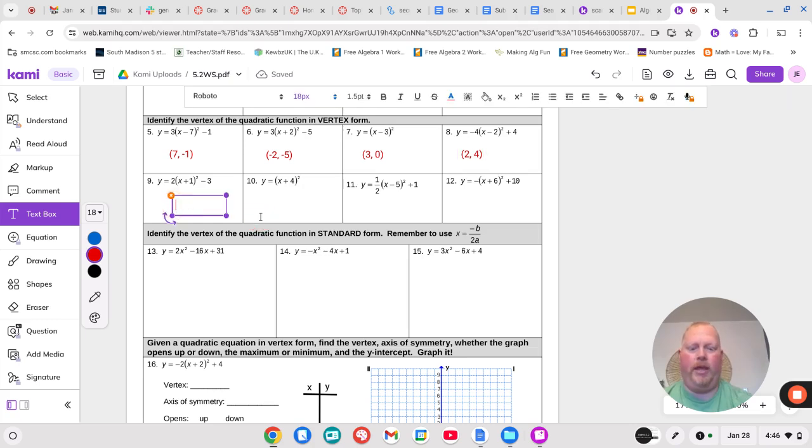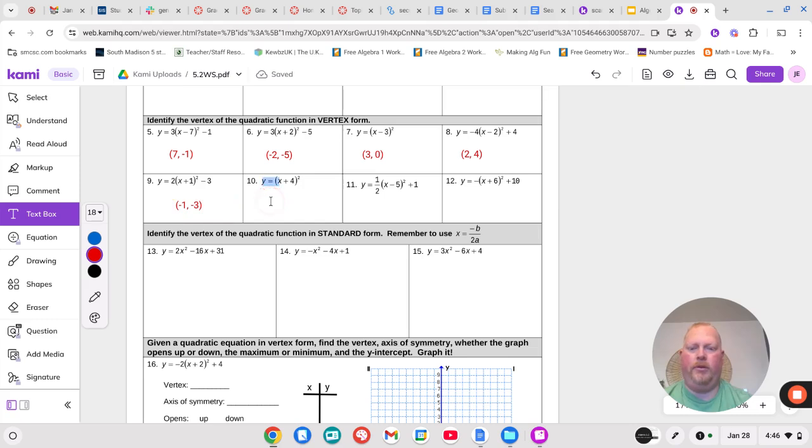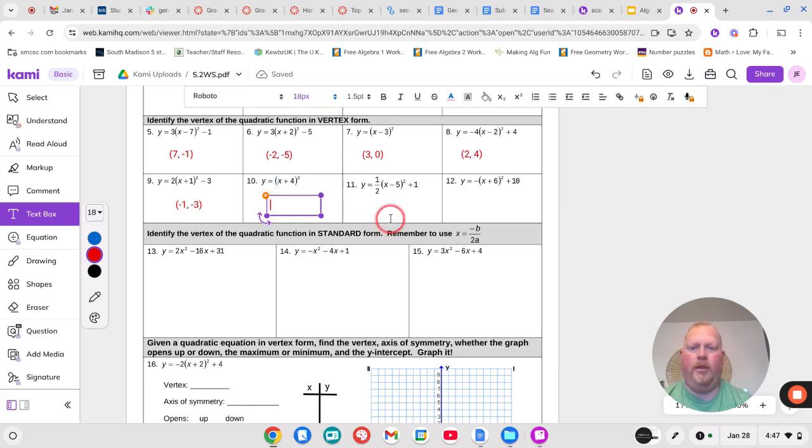This one's going to be a -1, -3. This one's going to be a -4. And there's nothing on the outside, so 0. There's a 1/2 out in front on this one. That doesn't change a thing. I'm just looking for the vertex. So +5, 1.